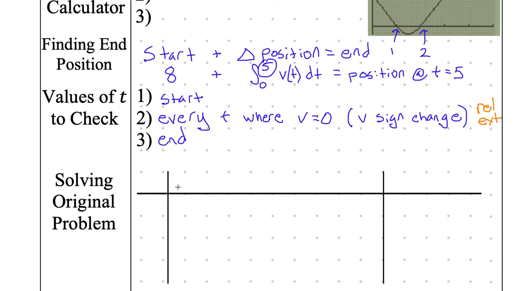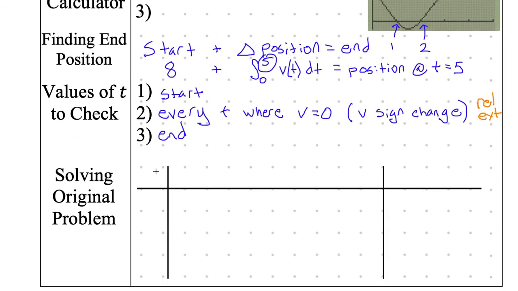So let's go ahead and set up our table, and then we'll come back up here to the steps. Our table, these are values of t. We're going to use the definition of the end value. It's going to be start plus change, and that will give us our end value.